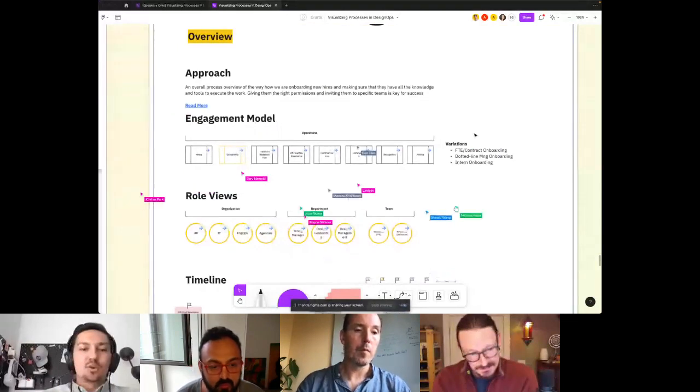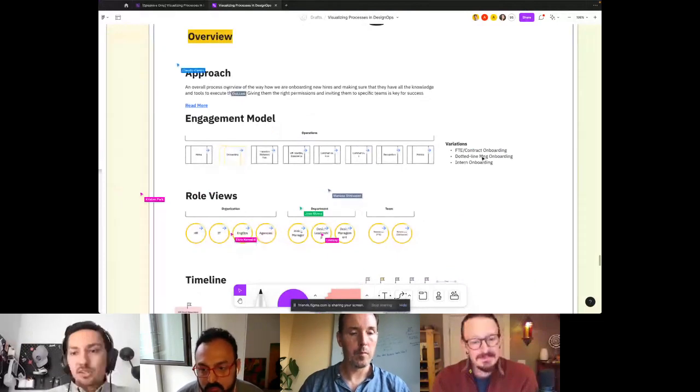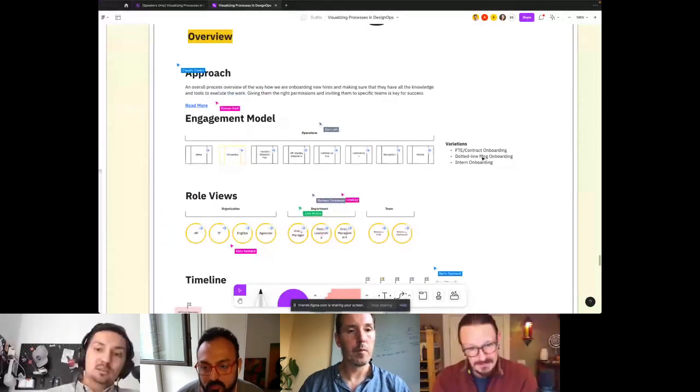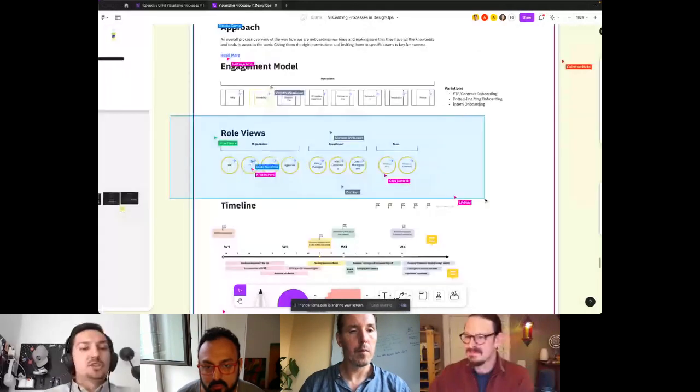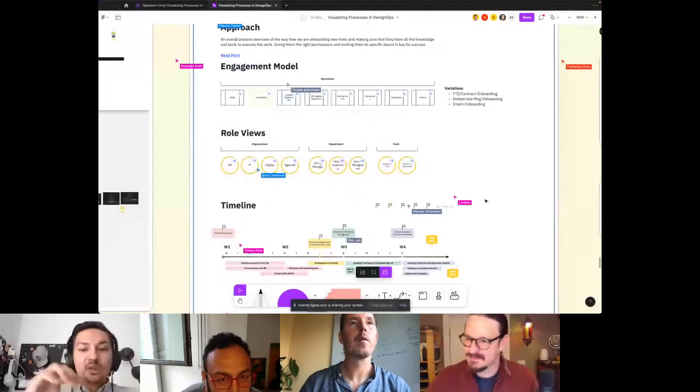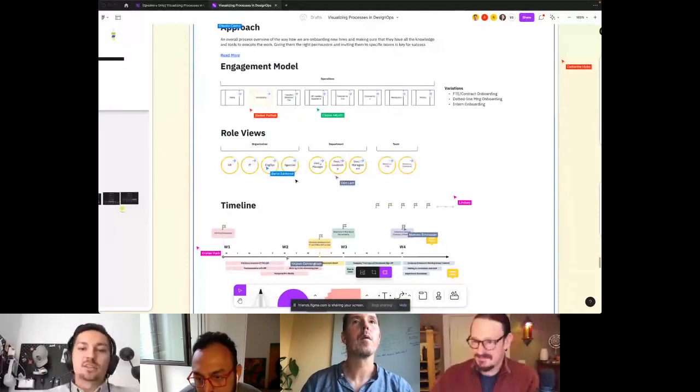I really like this approach of showing variations in how this specific process might change. For example, if you're doing that onboarding for an FTE or contract, the approach might be a little different. If it's dotted line manager onboarding or intern onboarding, the process might be simplified. Creating such role views with links where they have a much more simplified version of the diagram also helps to adapt these practices and also get feedback from people.